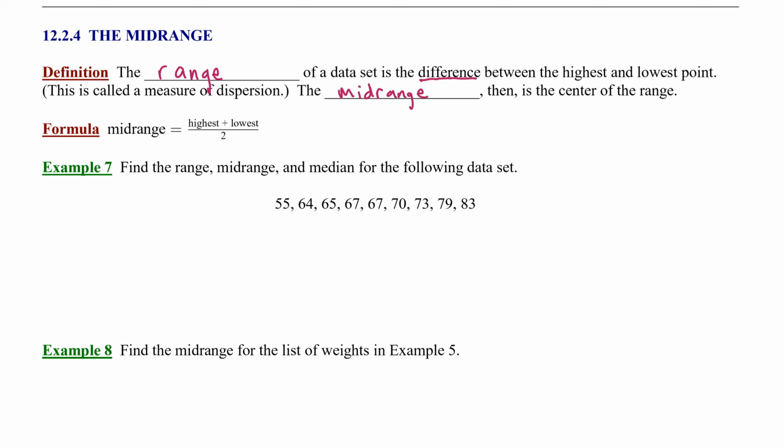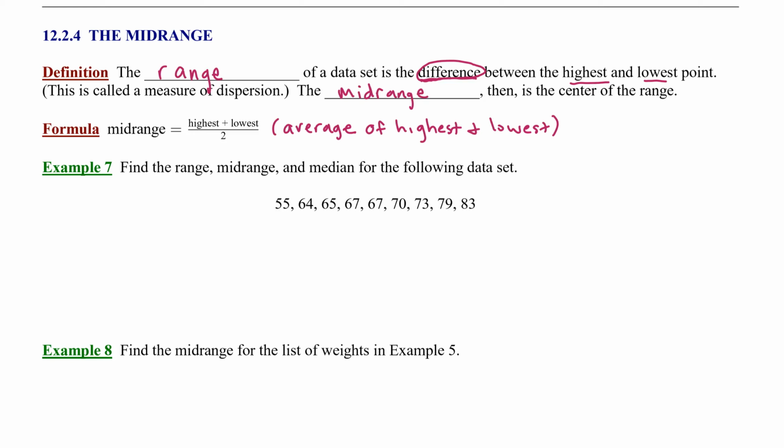Now remember, the range is the difference between the highest and the lowest data point, whereas the mid-range is the average. So we're going to sum the highest and the lowest and divide by 2. So again, the mid-range is the average of the highest and lowest data point. Very simple. So let's practice.